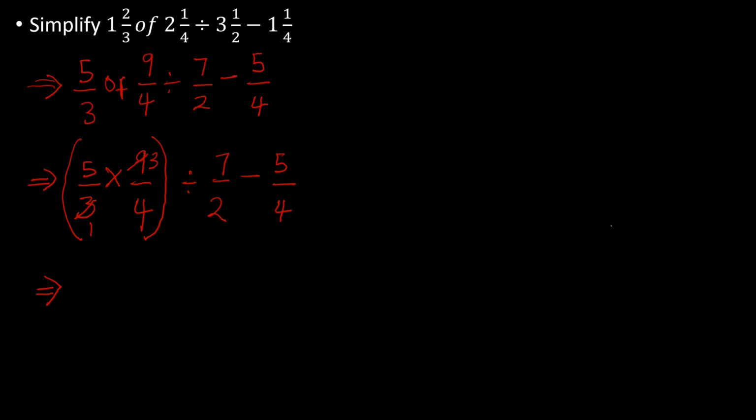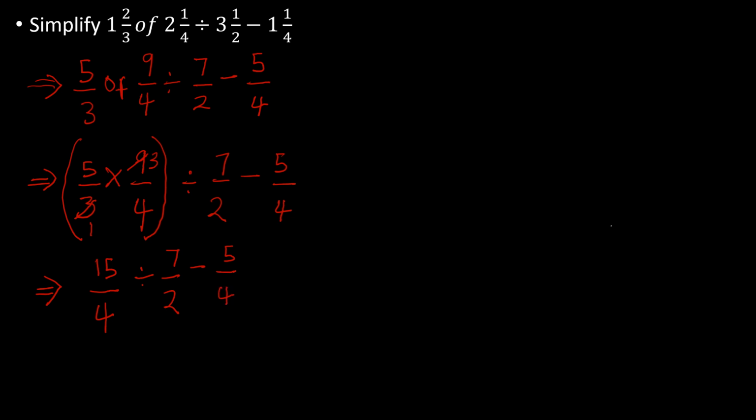If we multiply through, we have 5 times 3 and 1 times 4. So let's do that. 5 times 3 is 15 over 4. Now, divided by 7 over 2 minus 5 over 4.